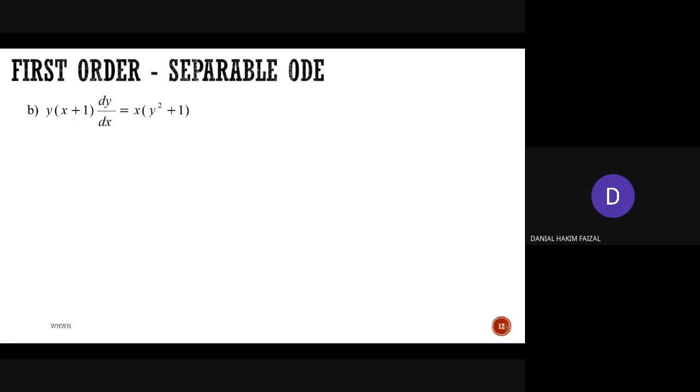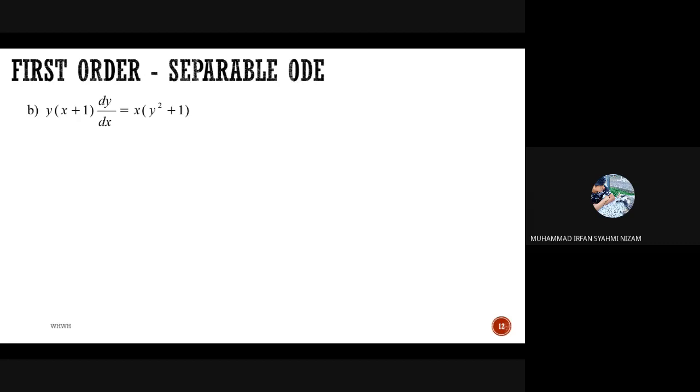How many methods have we discussed so far in class to solve the first order differential equation? How many methods did we learn? Hurry up, how many methods? It is sleepy, fasting and not talking. Two, right. So what are the two methods? First is what?